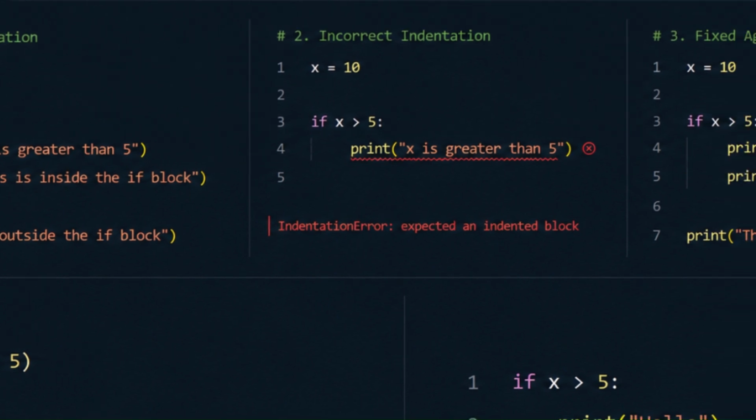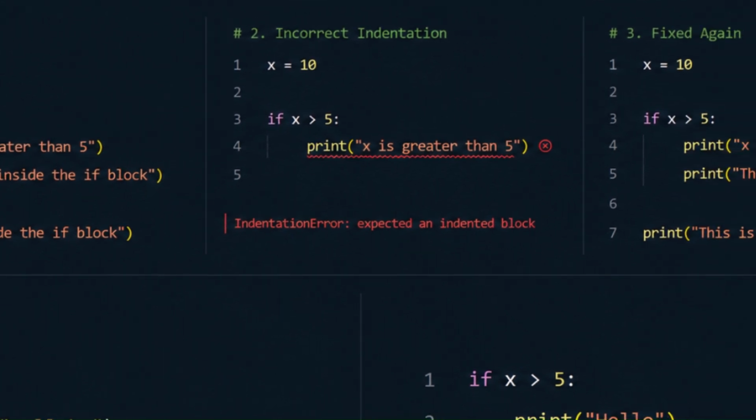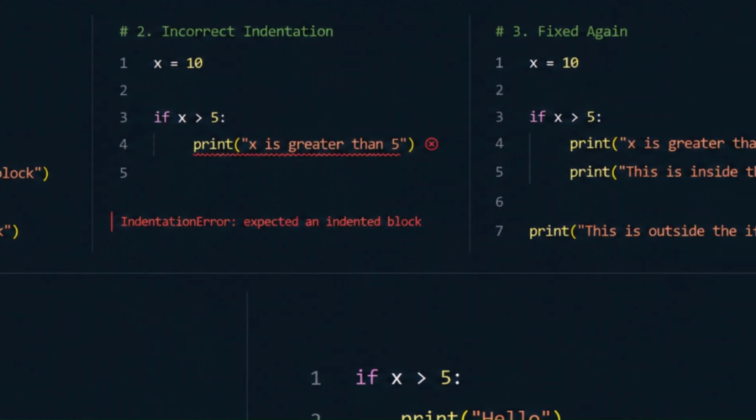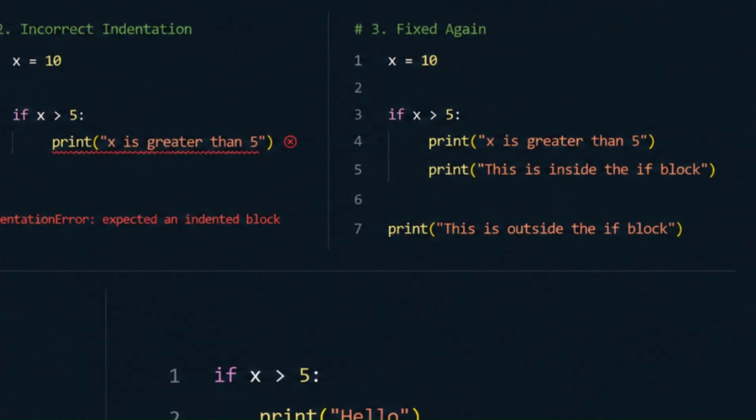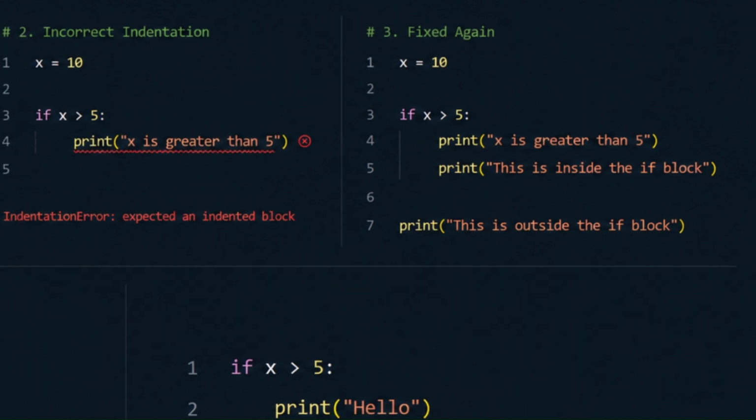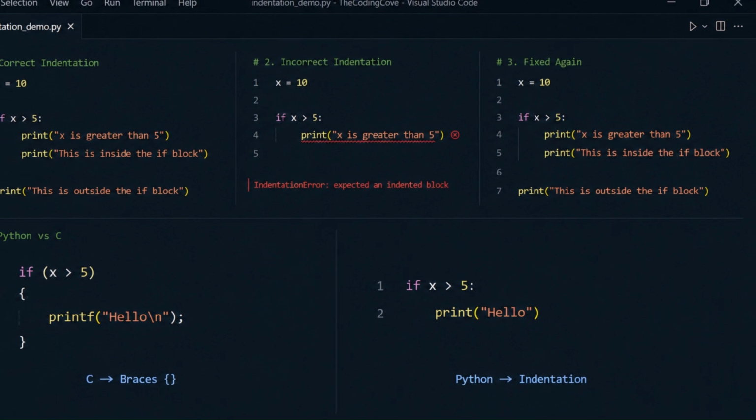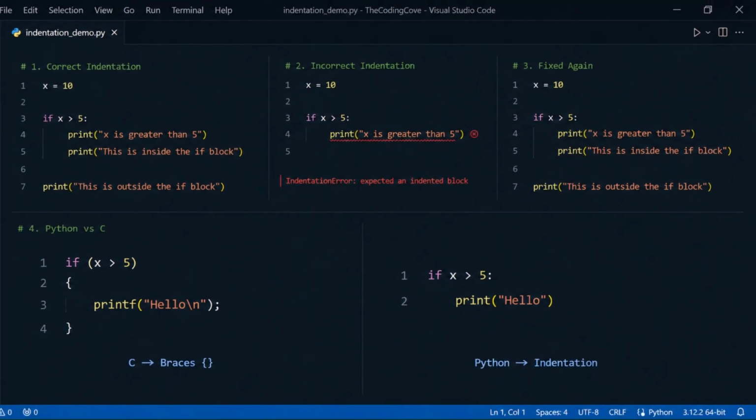Now watch what happens when we remove the indentation. Python no longer knows that the print statement belongs inside the if statement. Instead of running the program, Python raises an error. This is why indentation is mandatory in Python. The standard convention is to use 4 spaces for each level of indentation. Not 2 spaces, not tabs, 4 spaces. Once you get used to it, indentation makes Python code much cleaner and easier to read.